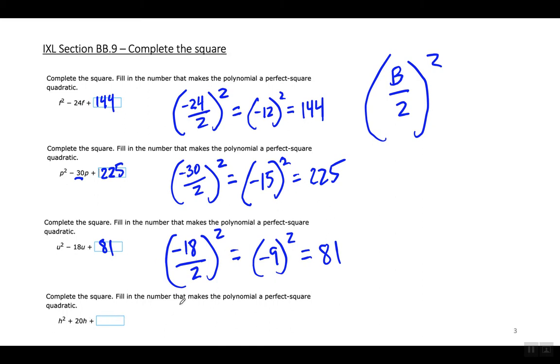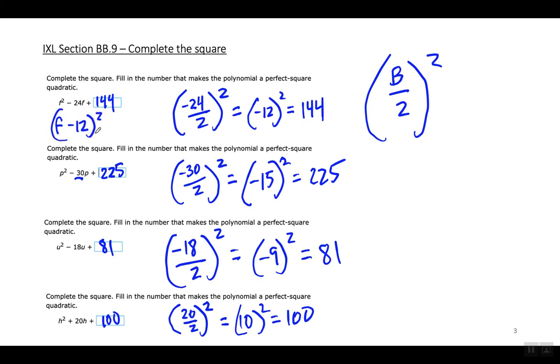All right, so this last one, 20 divided by 2, and then square it. 20 divided by 2 is 10, and 10 to the second power is 100. So that's our answer. And again, let me show you how I could factor these easily. This one would be that. You don't have to do this in this IXL, but I'm just showing, but it is coming up.